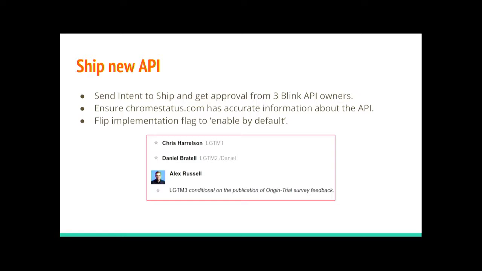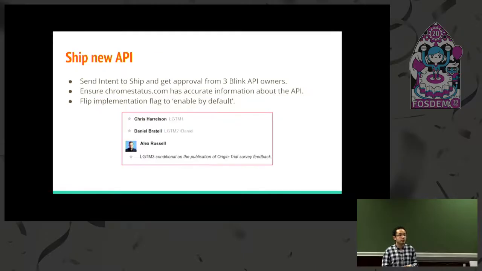So this is obviously a more rigorous step, because it is actually now the real deal. It requires 3 approvals from these special people that are the API owners. And once you get that approval, then we ensure that Chrome status is up to date, because I don't know, does anyone use Chrome status at all? Some people here raise their hands. Some web developers use Chrome status, and our DevRel also uses Chrome status. So it would be nice if it's updated, right? Otherwise, who is going to promote the new web platform APIs? Well, no one. And then we can flip the implementation flag so that it is launched by default.